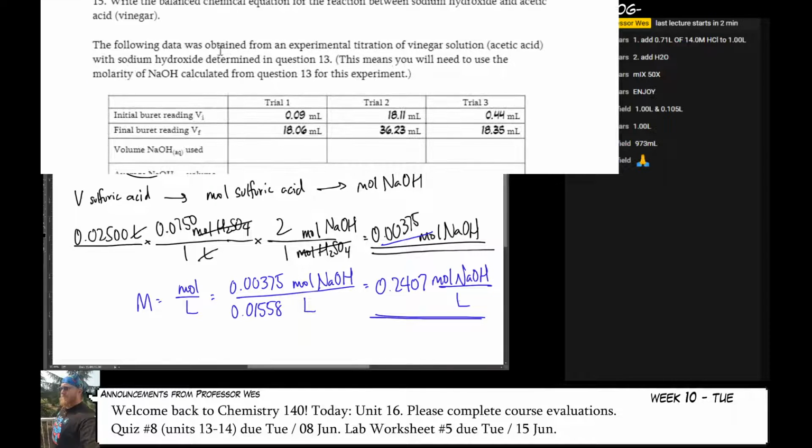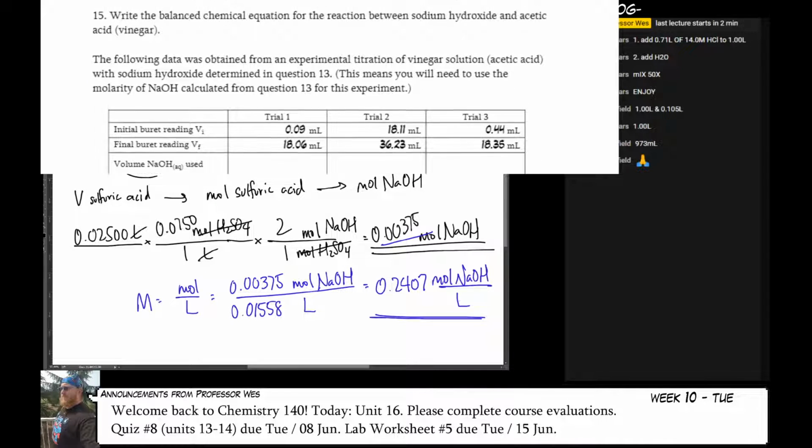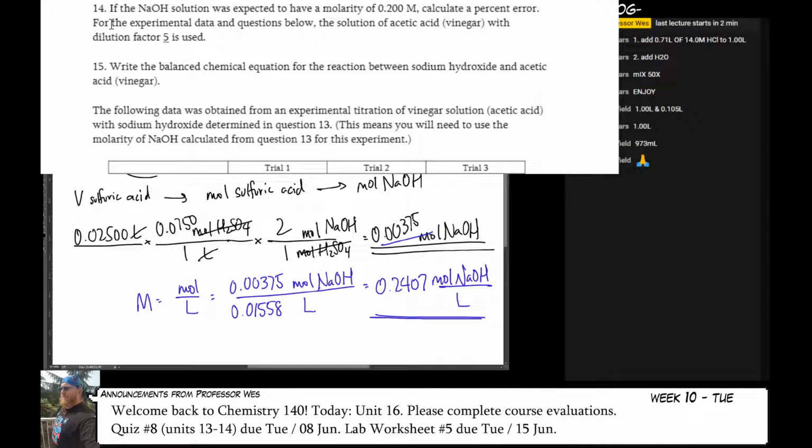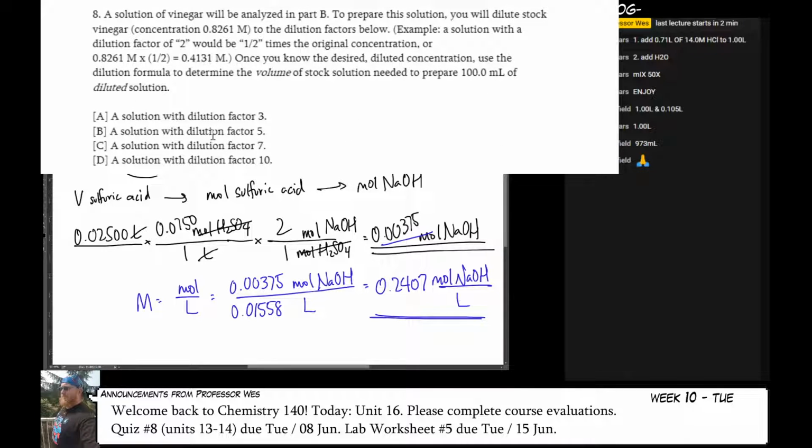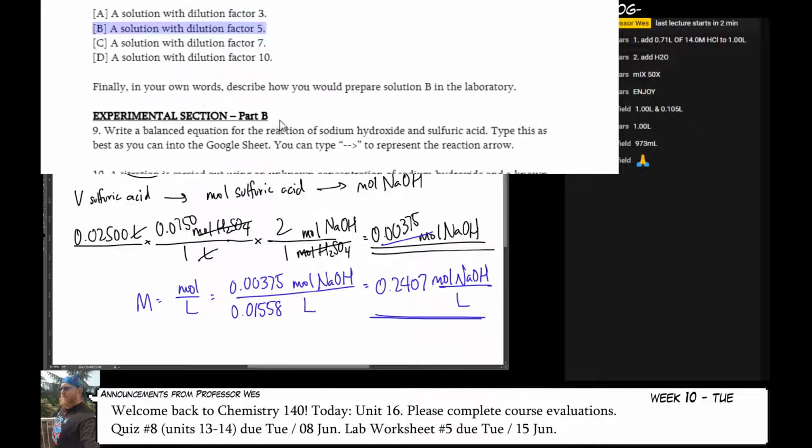But for questions 15 and below, at the very start, it refers right here. We're going to use the vinegar solution with dilution factor 5. So that's solution B that you prepared up here. So you have to go back to question 8 and get your number from that. That's the concentration that you would expect it to be.